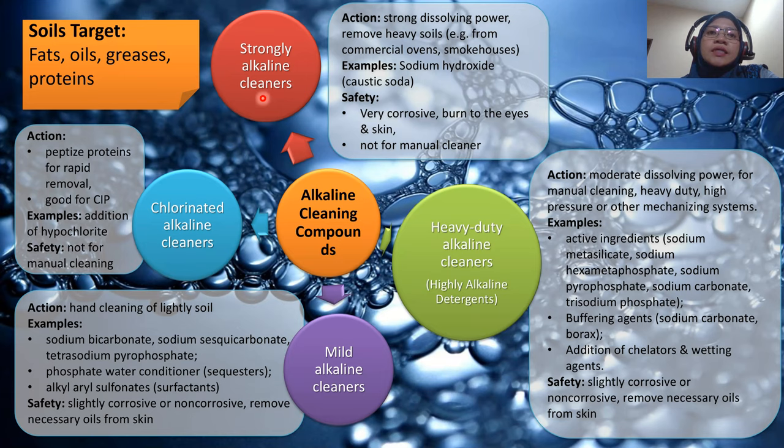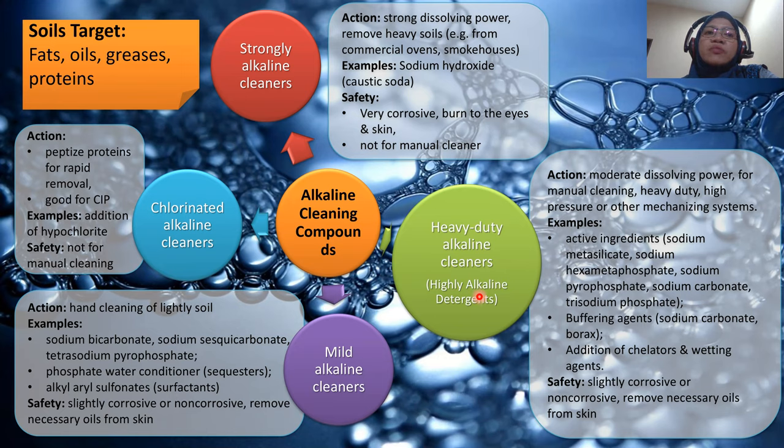Strongly alkaline cleaners have strong dissolving power and are commonly used to remove heavy salts from commercial ovens and smokehouses. Sodium hydroxide is an example of strongly alkaline cleaners. Strongly alkaline cleaners are very corrosive. They can cause burns to the eyes and skin. Thus, they are not suitable for manual cleaning.